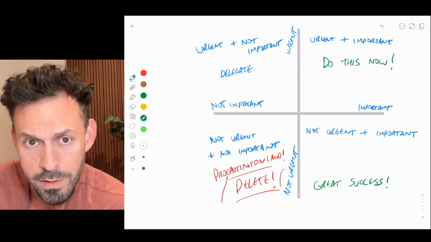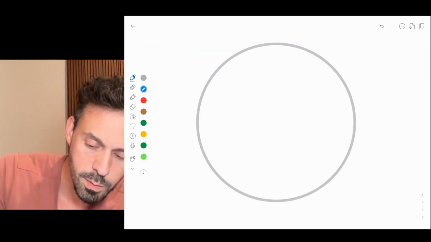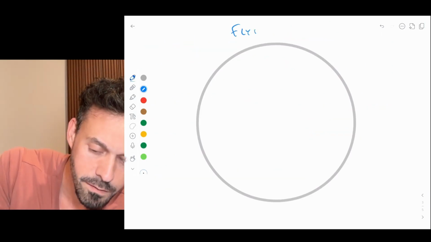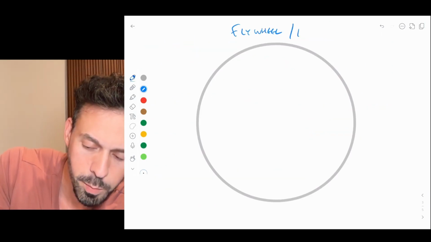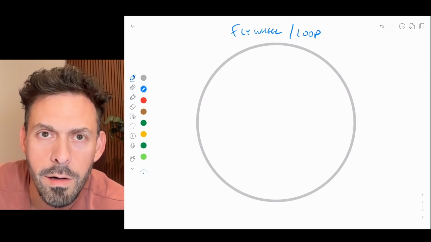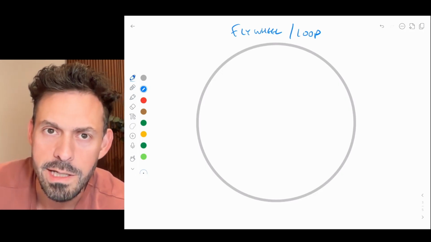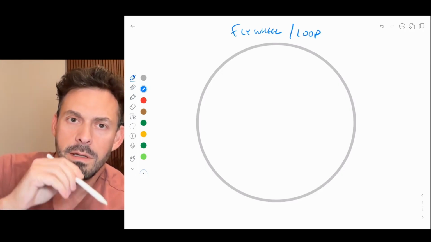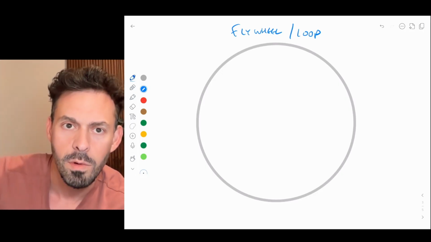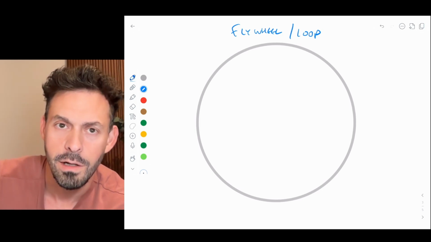And we'll now move on to the next one. This one right here is a flywheel or a loop. And this is where you can visually illustrate how there are certain steps that you might just repeat over and over to get a good outcome.